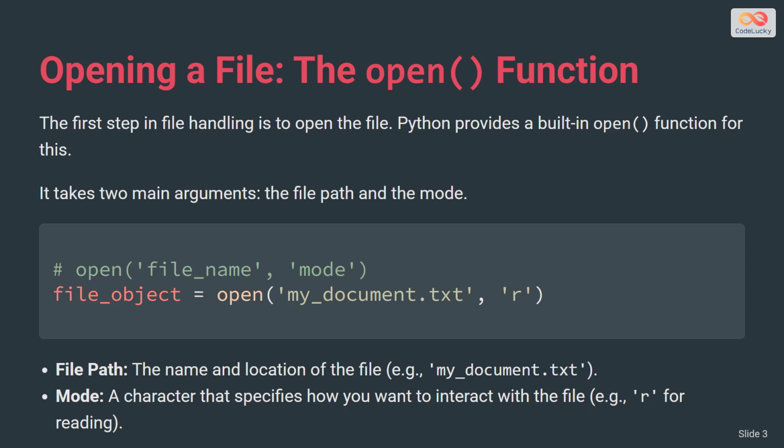To get started, you first need to open a file. Python makes this easy with its built-in open function. This function typically requires two arguments. The first is the file's name or path, and the second is the mode, which tells Python what you intend to do with the file. For example, to open a file named my_document.txt in read mode, you would write file_object = open("my_document.txt", "r").